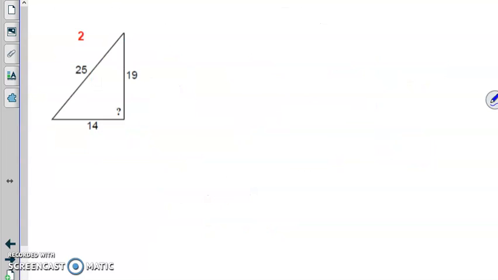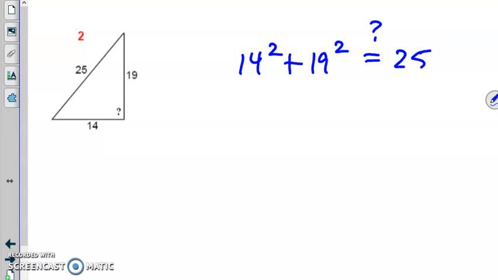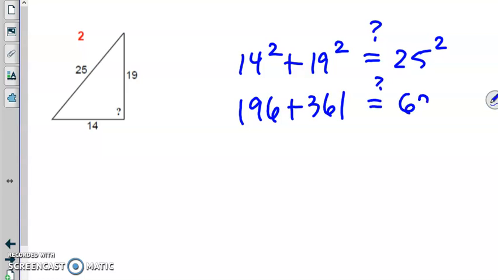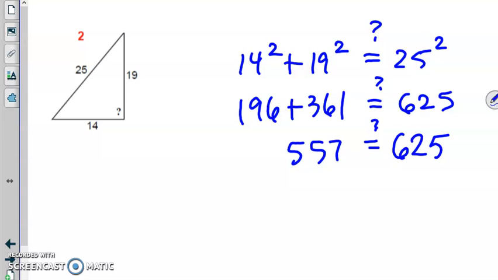All right, so in the second problem, same steps. 14 squared plus 19 squared, does that equal 25 squared? So this is 196 plus 361. Does that equal 625? That's 557. Does not equal 625. So I did my calculations correctly. Okay, so this triangle is going to be another obtuse.